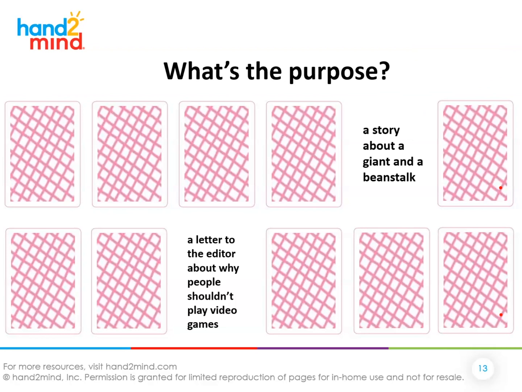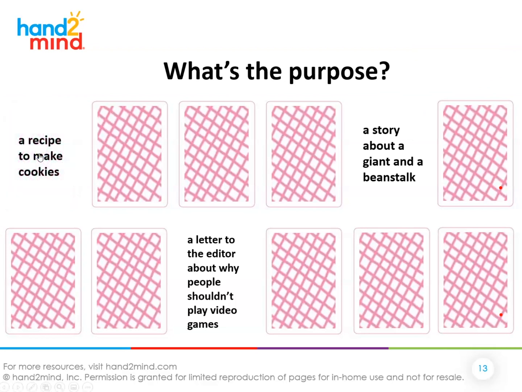Now, let's flip over another card. A recipe to make cookies. If I read a recipe to make cookies, what would the author's purpose be? Is it to persuade, inform, or entertain? Say your answer out loud.